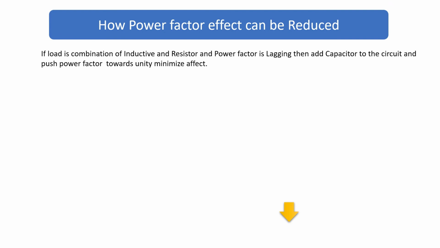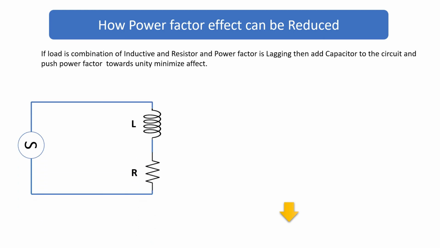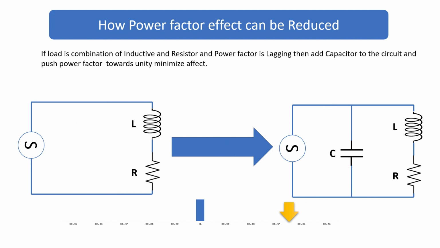Now we will learn how the power factor effect can be reduced, in other words, how the effect of power factor can be reduced to minimize our electricity bills. Let's suppose we have a circuit with a combination of inductive and resistive load. In this case, the power factor is towards lagging. It is required to shift it towards leading or unity. We need to add a capacitor. See a circuit of a combination of inductive and resistive load. If we add a capacitor to the load in parallel, the power factor will shift towards unity or towards leading. In this way, we can reduce the effect of power factor or improve the quality of load to minimize the effect of power factor on our electricity bills.